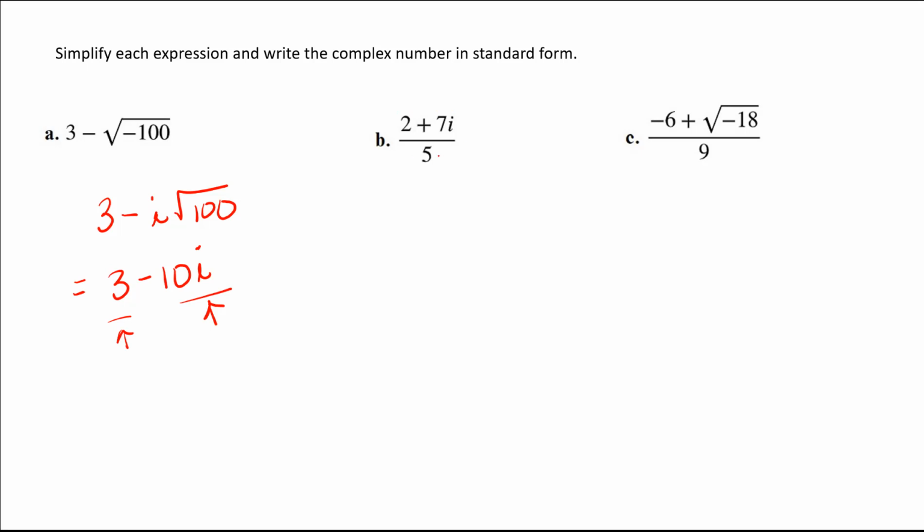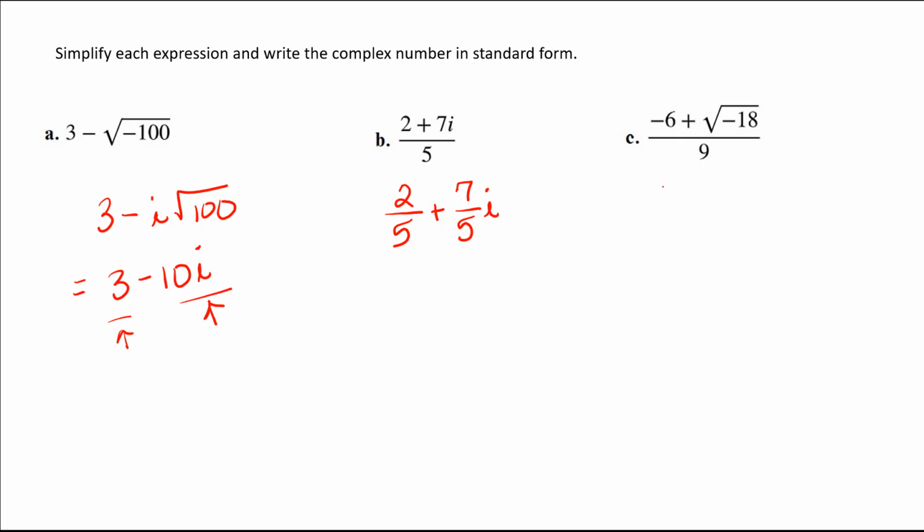Here, this looks like it's simplified, and it is simplified, but since it's a complex number, you want to write it with the real part first and the imaginary part second. This is the correct notation.